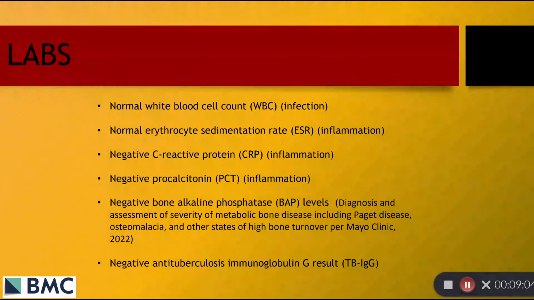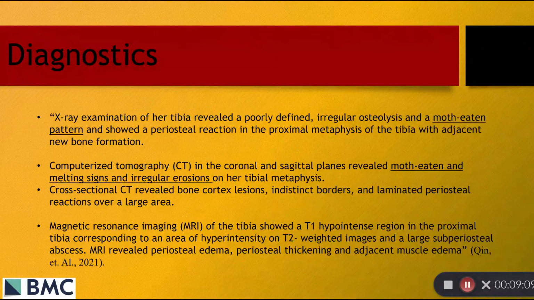Her labs, grossly normal. There's really nothing out of normal here. Her diagnostics, X-ray examination of her tibia revealed poorly defined irregular osteolysis and a moth-eaten pattern. I know I mentioned that fallen leaf pattern. The moth-eaten pattern is another one that you will see. You see it mentioned on the X-ray here, and you see it mentioned on the CT here. Moth-eaten and melting signs of irregular erosions on her tibial metaphysis.